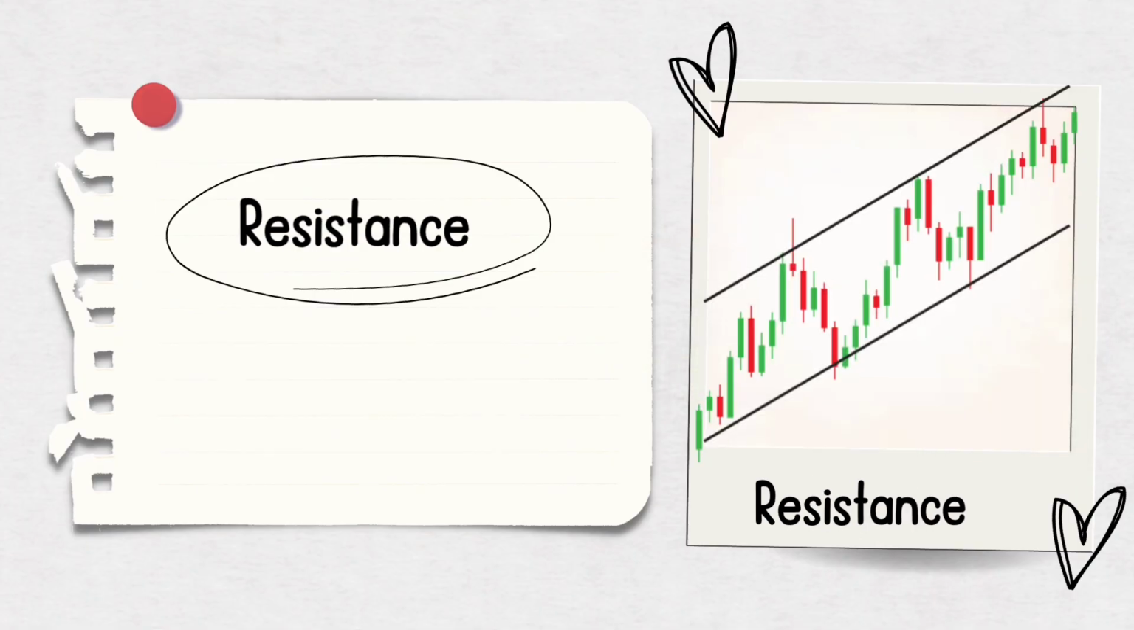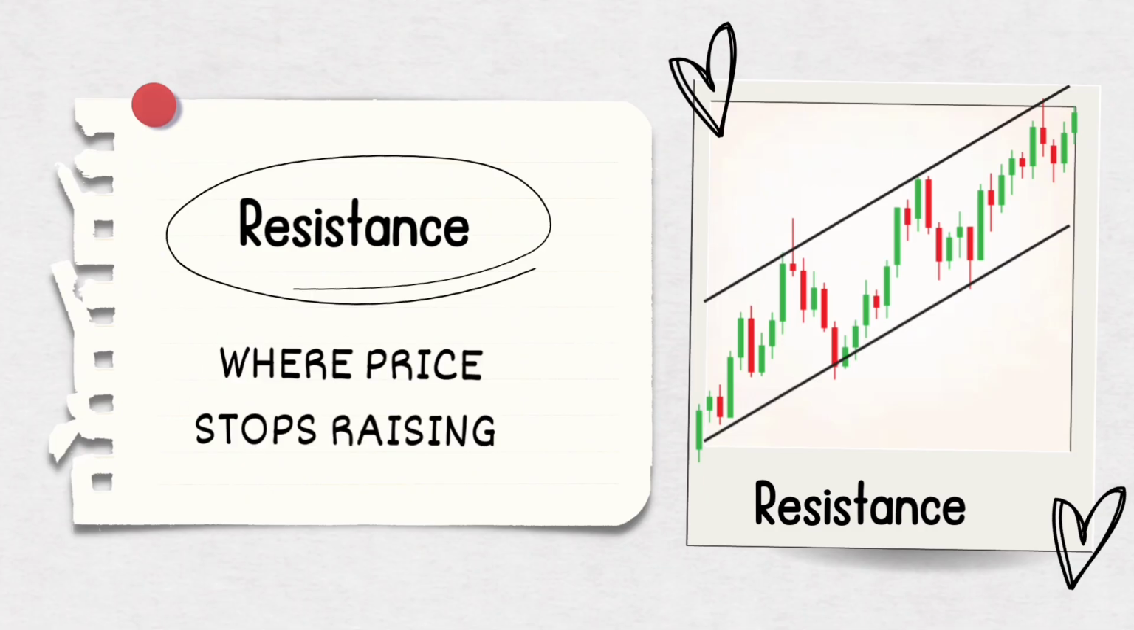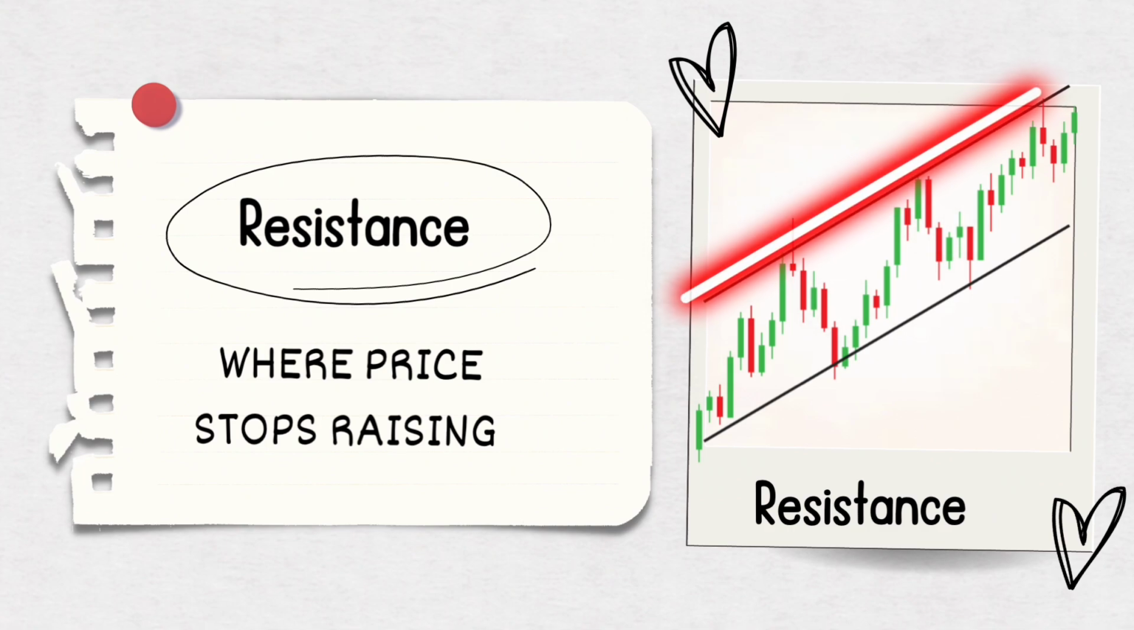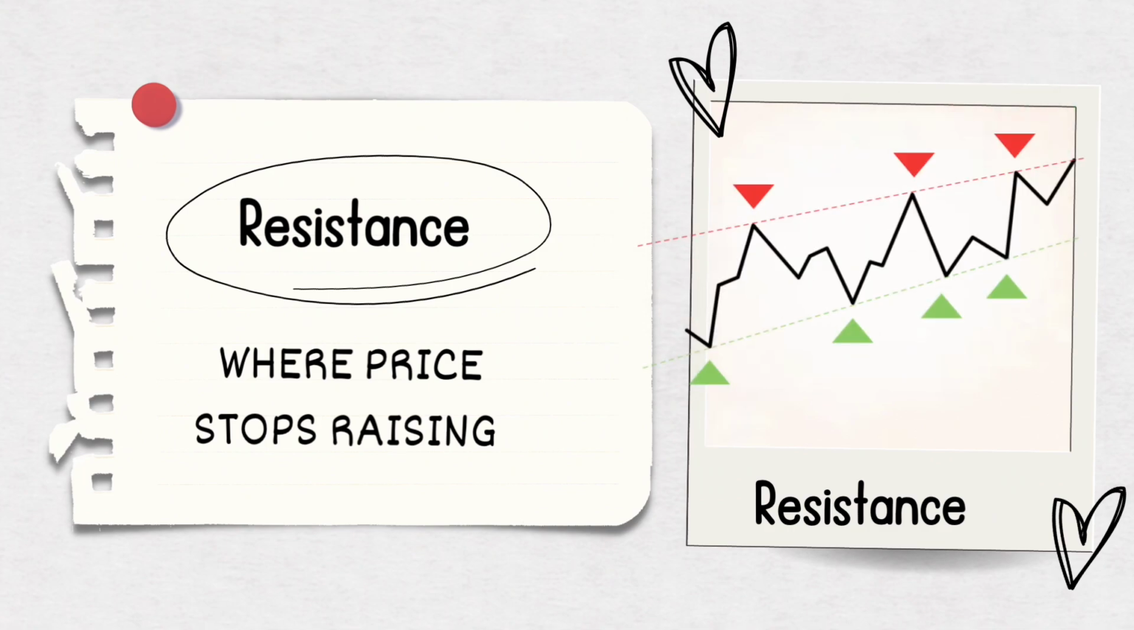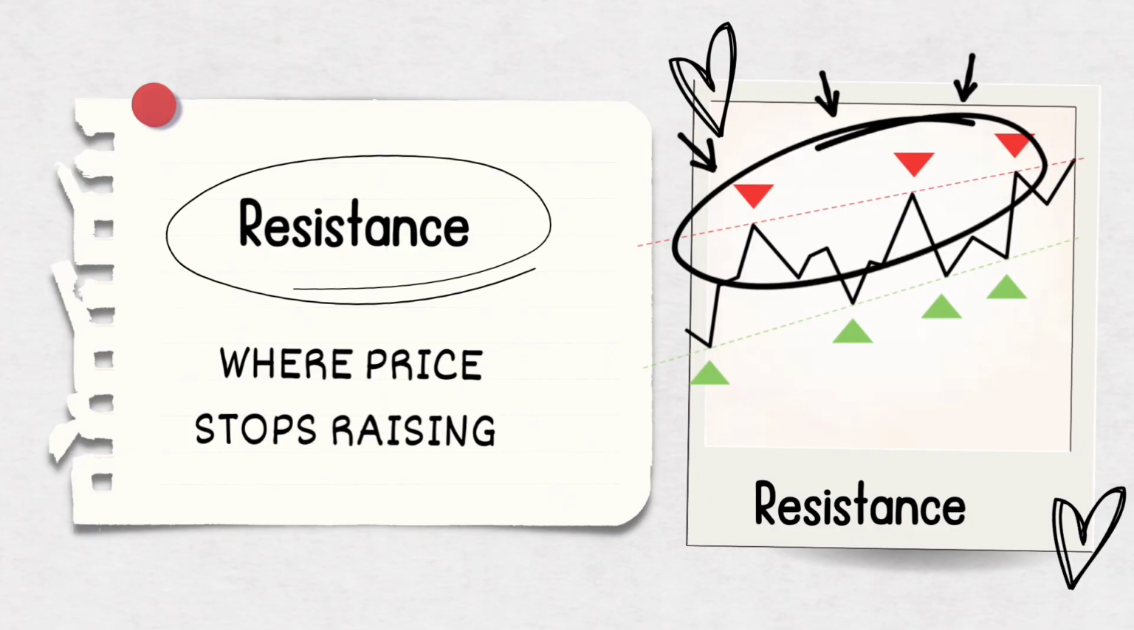What is resistance? Now let's look at resistance. Resistance is the opposite. It's an area where price tends to stop going up and start to drop. So when price is moving up and it reaches a level where sellers step in, they push price back down. That level becomes resistance. And again, this is also not random. It's an area where sellers have reacted before. So when price comes back to this area, we pay attention.